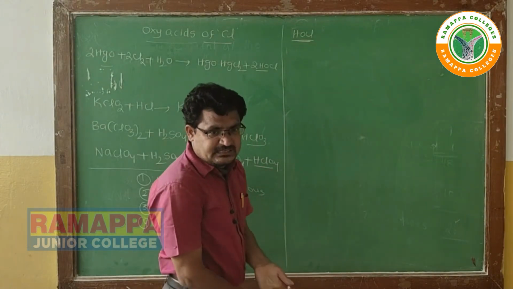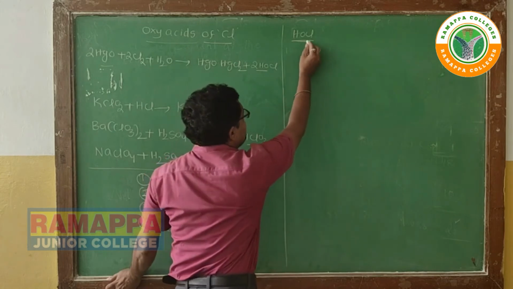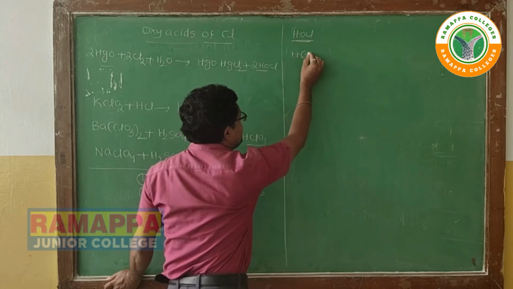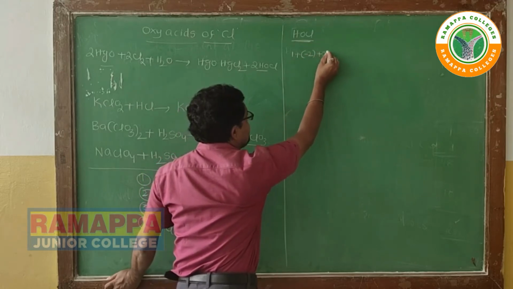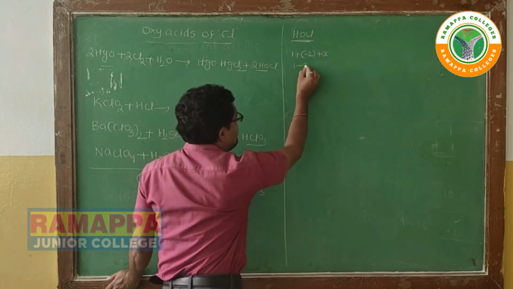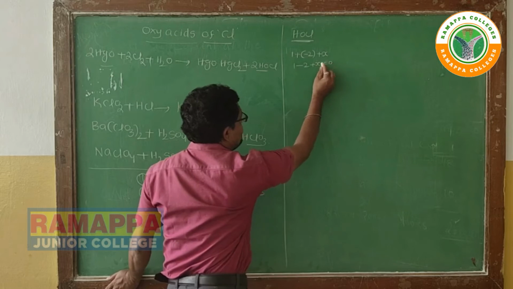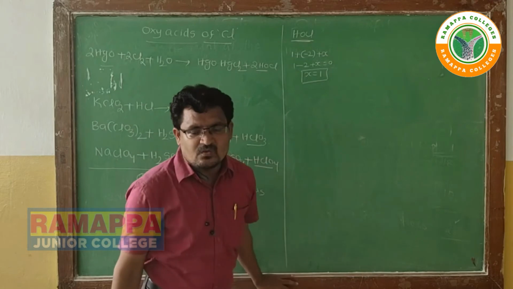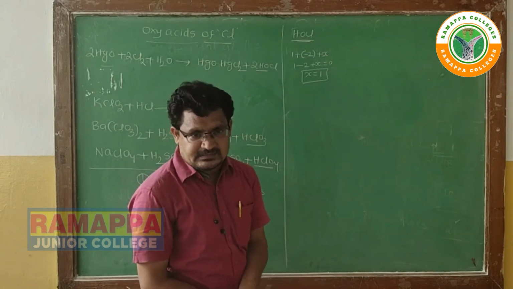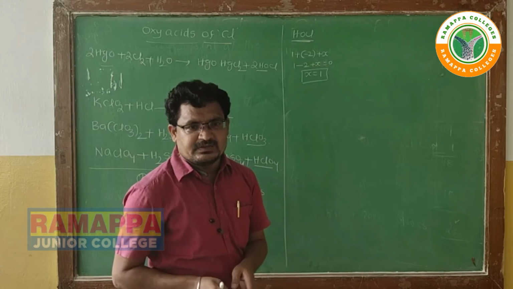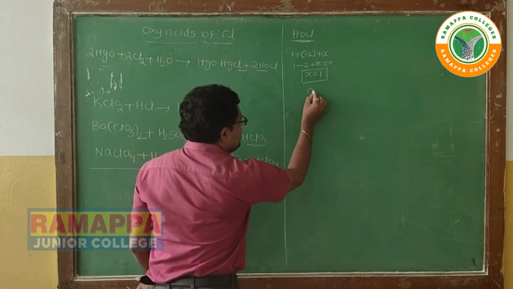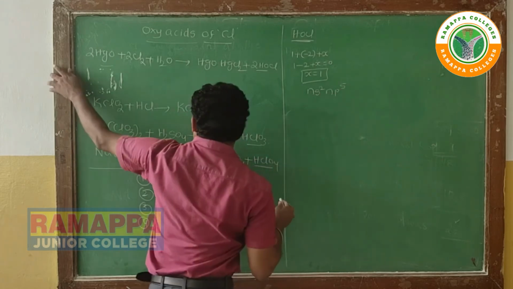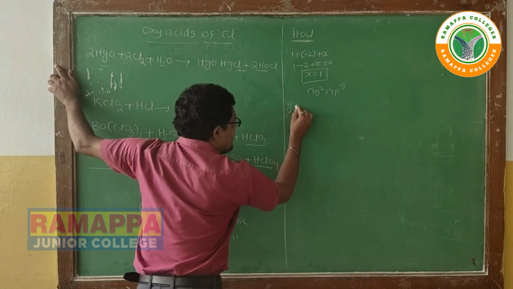First we find the oxidation state. In this one, hydrogen oxidation state is +1, oxygen oxidation state is -2, chlorine oxidation state is X. Simply, 1 minus 2 plus X equal to 0, X equal to 1, which means one unpaired electron takes part. In the ground state, its electronic configuration is ns2 np5.